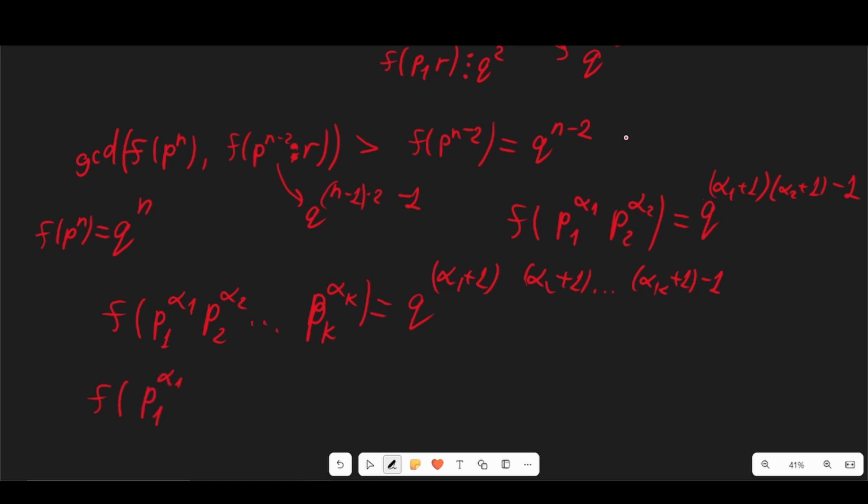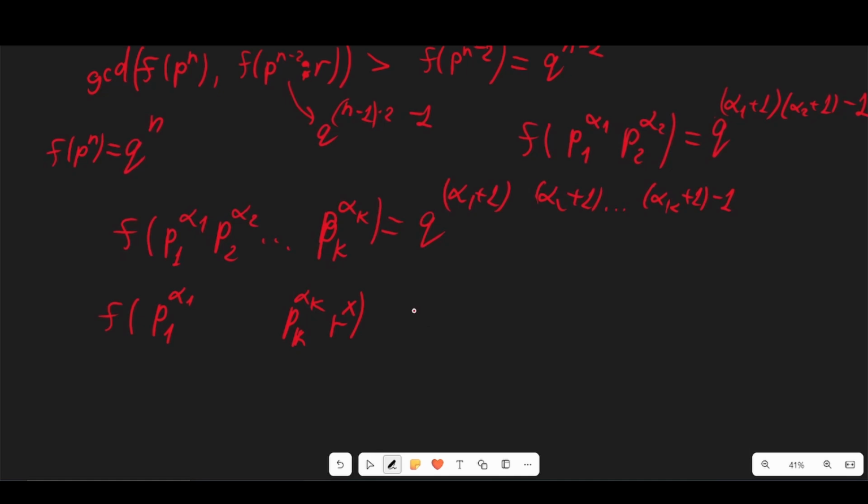p1 to the alpha 1, pk to the alpha k, and r to any power, x power. Now we use the fact that if we know this for p1 to the alpha 1, pk to the alpha k, times r to the x minus 1. So we are making an induction for the power of r. And clearly, the power of r would be 0 in the beginning, and then we will show for 1, 2, and so on.